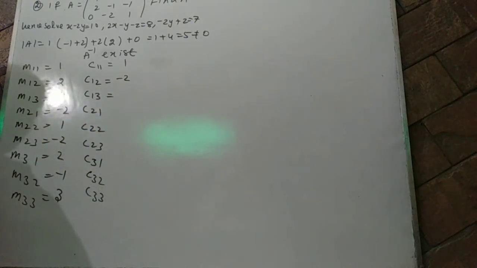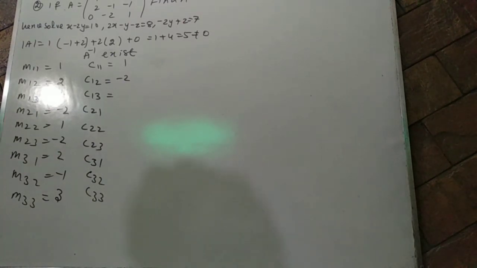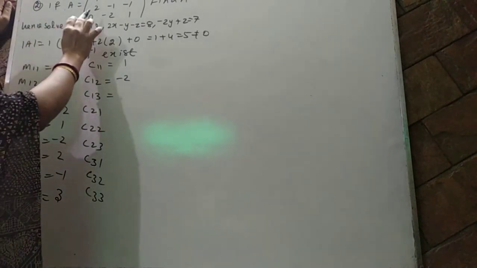Yes, beta. I'm blur ho gayi screen. Blur ho rahe? Abhi. Ma'am, determinant A 1 nahi aana chahiye.